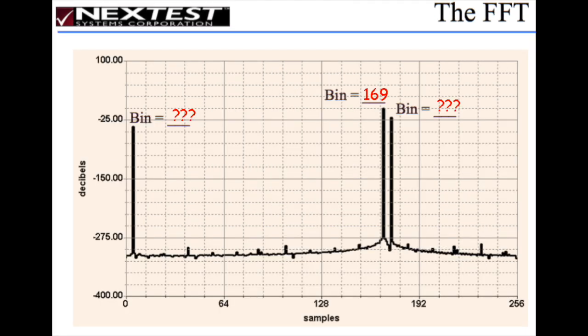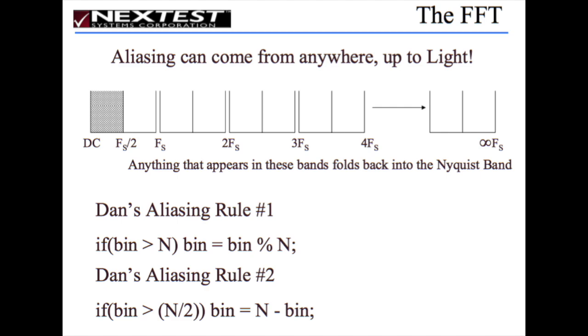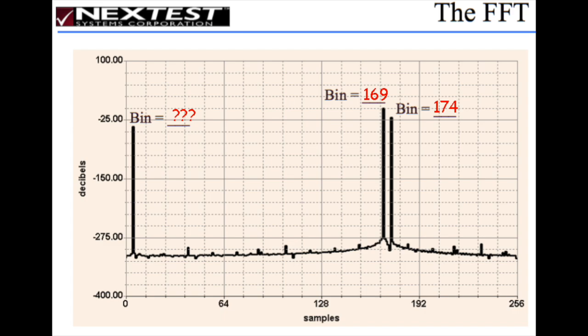330.078125 kilohertz. And the fundamental shows up in bin 169, but now the second harmonic, where did that go? What's 169 times 2? That's 338. Well, 338 we can't see in this plot. So now the second harmonic is aliasing. Dan's aliasing rule number 1 doesn't apply because 338 is not greater than 512. Is 338 greater than N over 2? Yes, it is. So 512 minus 338 is 174. So that guy next to the fundamental is the alias of the second harmonic. That's at bin 174.